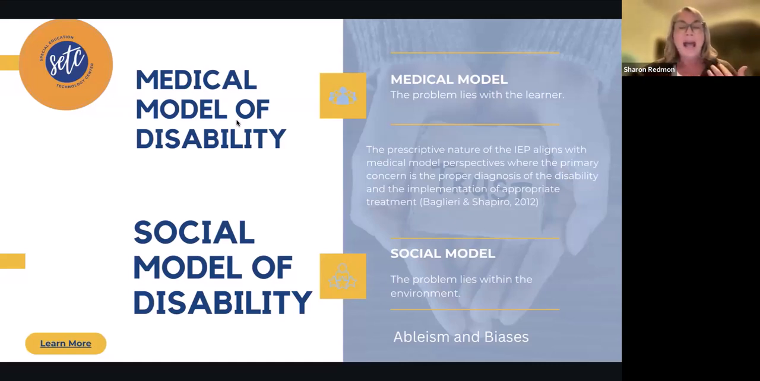However, as we know better, we do better, right? And so now we can move into this social model of disability, where we're understanding that the problem doesn't lie within the learner, but the problem lies within the environment. And so as that, we can start to move towards more strength-based terminology, right? And in the social model of disability, we really start hearing these words of ableism and looking at our biases.